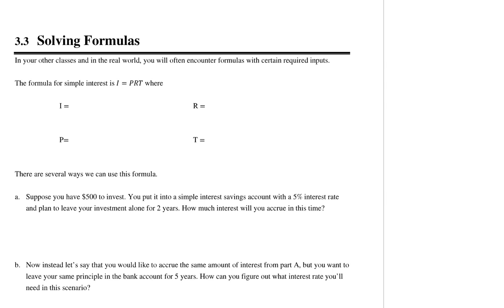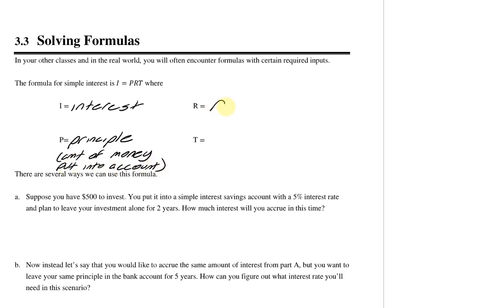So with formulas, if we have something say like I equals PRT, a good practice would be to make sure that you know what everything means, right? In this case, I would stand for interest, P would stand for principal, and what is the principal? That's the amount of money being put in the account. R would stand for the interest rate, and T would stand for time. Time could always be in months or years. I think a lot of times when you look at these problems, it's probably going to be years.